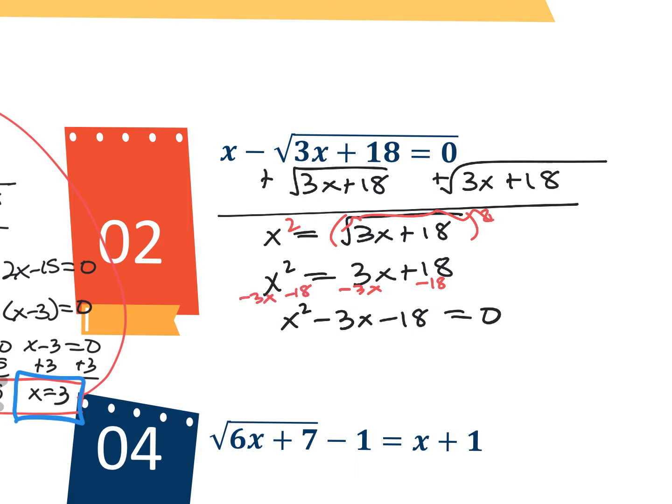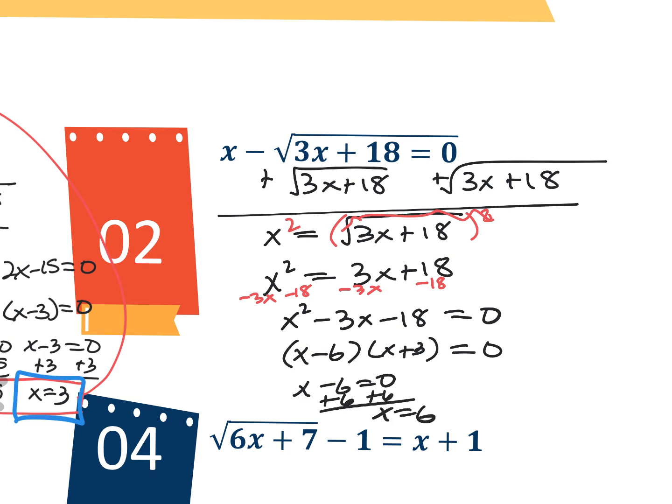And now I've got to factor this thing. It is factorable. Factors of negative 18 that give me negative 3 are going to be x minus 6 and x plus 3. Set each of the factors equal to 0. Add 6. First solution is x equals 6. Subtract the 3, and x equals negative 3.